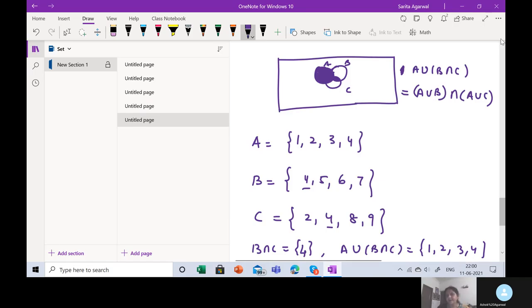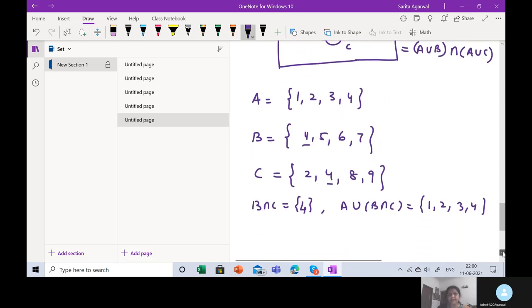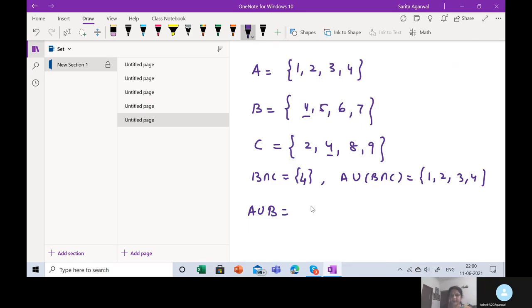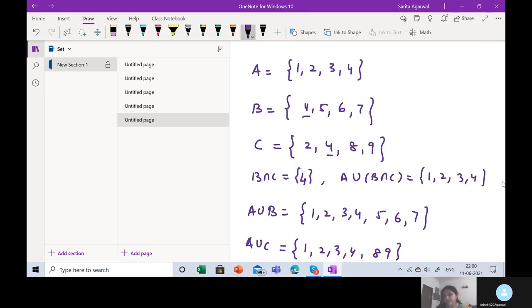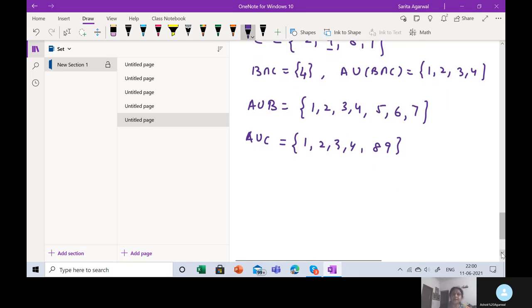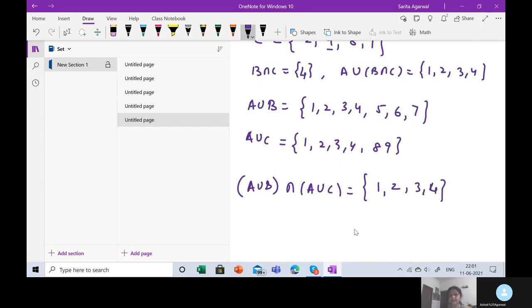And now we can see this. A union B is 1, 2, 3, 4, 5, 6, 7. And A union C is 1, 2, 3, 4, 8, 9. Right? So you can see these 2, 4 are here. So what is their intersection, (A union B) intersection (A union C)? It is 1, 2, 3, 4 only. And this is A union (B intersection C). So through the example, it is clear that union is distributive over intersection.